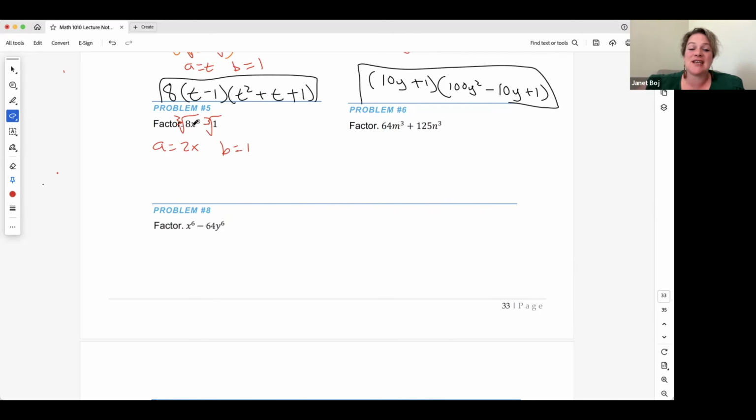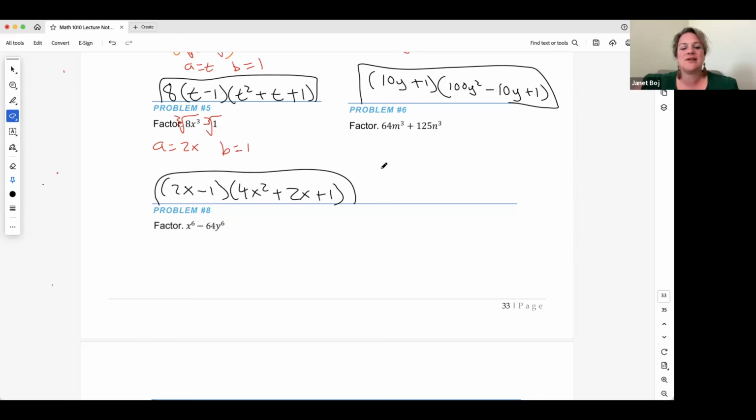Students often make mistakes with 8. They just leave it as 8. You have to take the cube root of 8 also. All right, now I plug it into my template and I'm set. So 2x, same sign, minus 1, a squared, so 4x squared. Don't forget to square that too. 4x squared, it's opposite, so plus. AB would just be 2x, and then always positive, 1 squared is 1. Let's do it again.